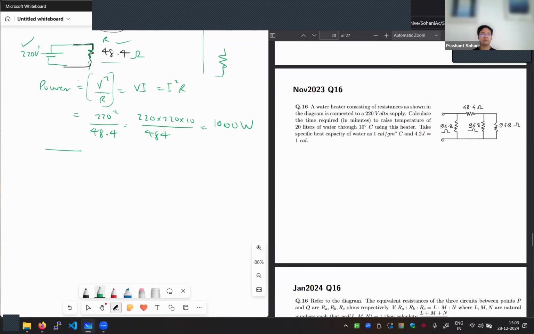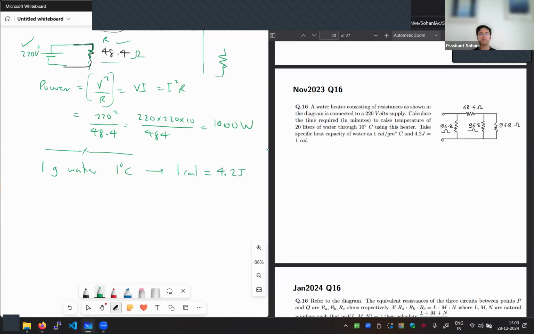So now coming briefly to the topic of specific heat capacity. We know, and that is given, that the specific heat capacity of water is 1 calorie per gram degree Celsius. What does that mean? That if I have 1 gram of water and I want to increase its temperature by 1 degree Celsius, then how much energy I'm going to require is given by 1 calorie, which is equivalent to 4.2 joules.